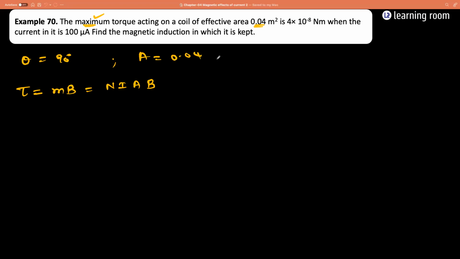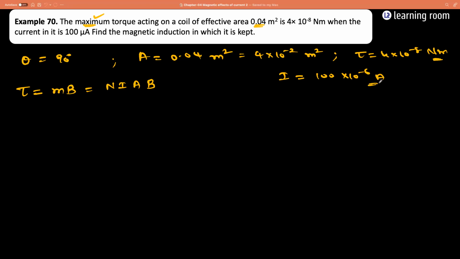Area is 0.04 meter square, which I can write as 4 into 10 power minus 2 meter square. Similarly, torque is given as 4 into 10 power minus 8 Newton meter, and the current is given as 100 into 10 power minus 6 ampere. Find the magnetic induction in which it is kept. Induction means the value of B. So torque is how much? 4 into 10 power minus 8 is equal to NIAB. There is only 1 turn acting on a coil.